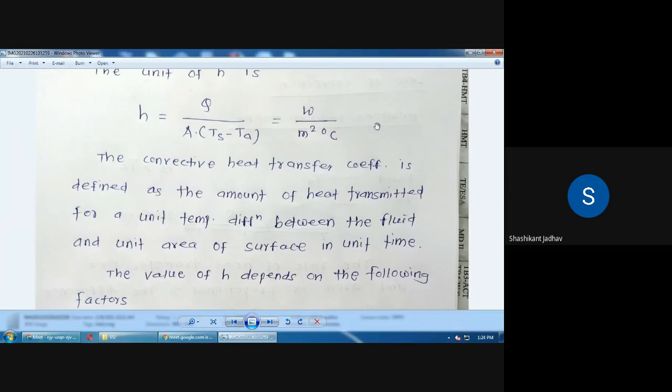Write down: the convective heat transfer coefficient is defined as the amount of heat transmitted for a unit temperature difference between the fluid and unit area of a surface in unit time. So this is the definition of the convective heat transfer coefficient.